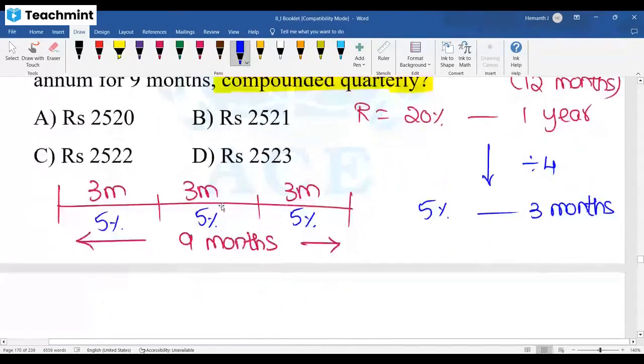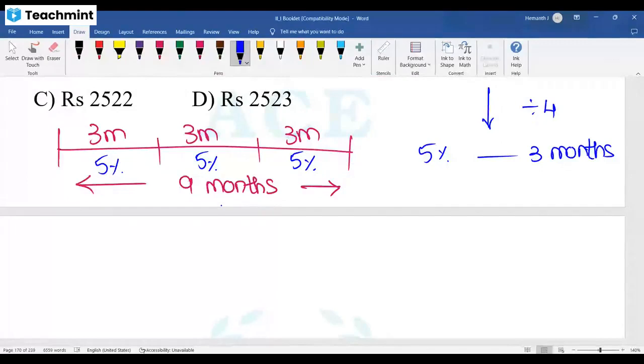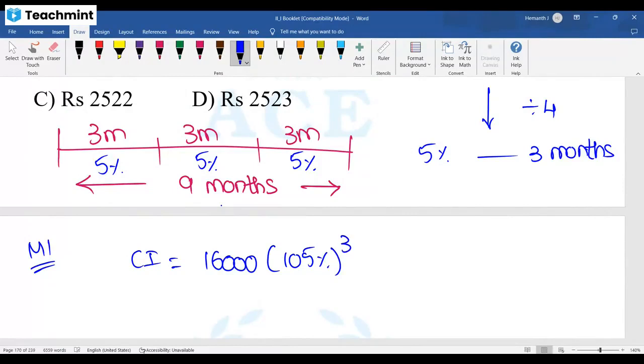Okay. Now, compound interest. Method 1 in equation format if you want. Compound interest: 16,000 is the principal, right? Into 105% whole cube. If we stop up to here, this is called compound amount. CA means compound amount. We need to remove the principal, because what is the extra amount? It is the interest. We have to do minus 16,000.